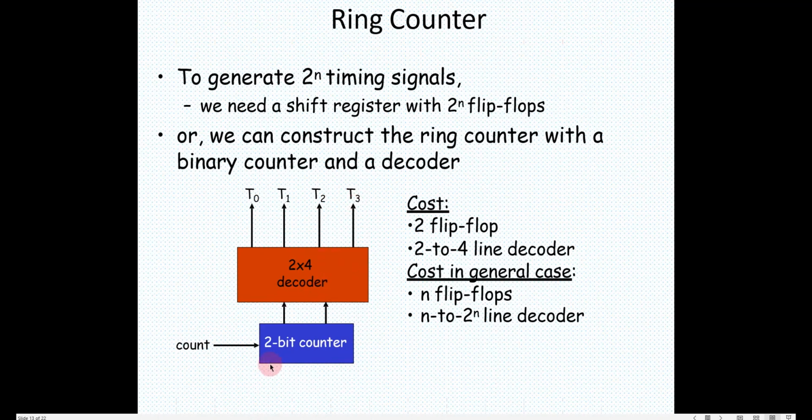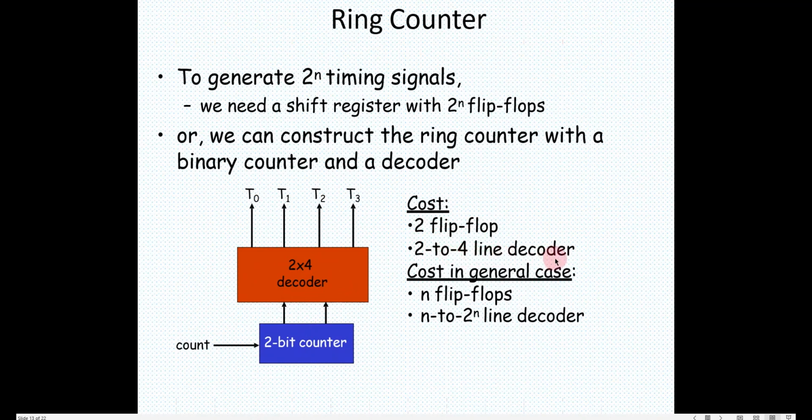So now instead of using a 4-bit counter, I can just use a 2-bit counter to generate 4 clocks and one decoder, right? So this is more cost effective. It just requires 2 flip-flops and one 2-to-4 line decoder.